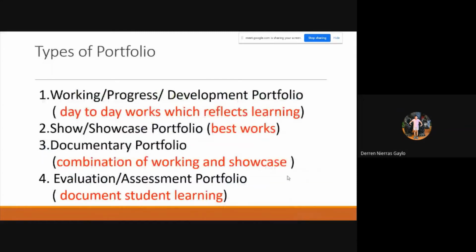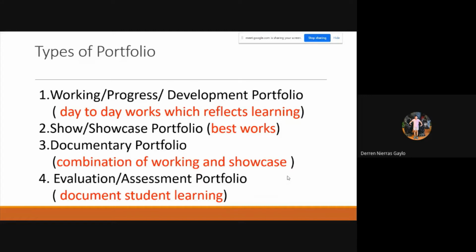One is what we call the working, progress, or development portfolio. This type of portfolio has the day-to-day works of the learner, which reflects learning. So you place everything that you have, the different artifacts that you have day to day that will show your progress, on a working progress or development type portfolio.